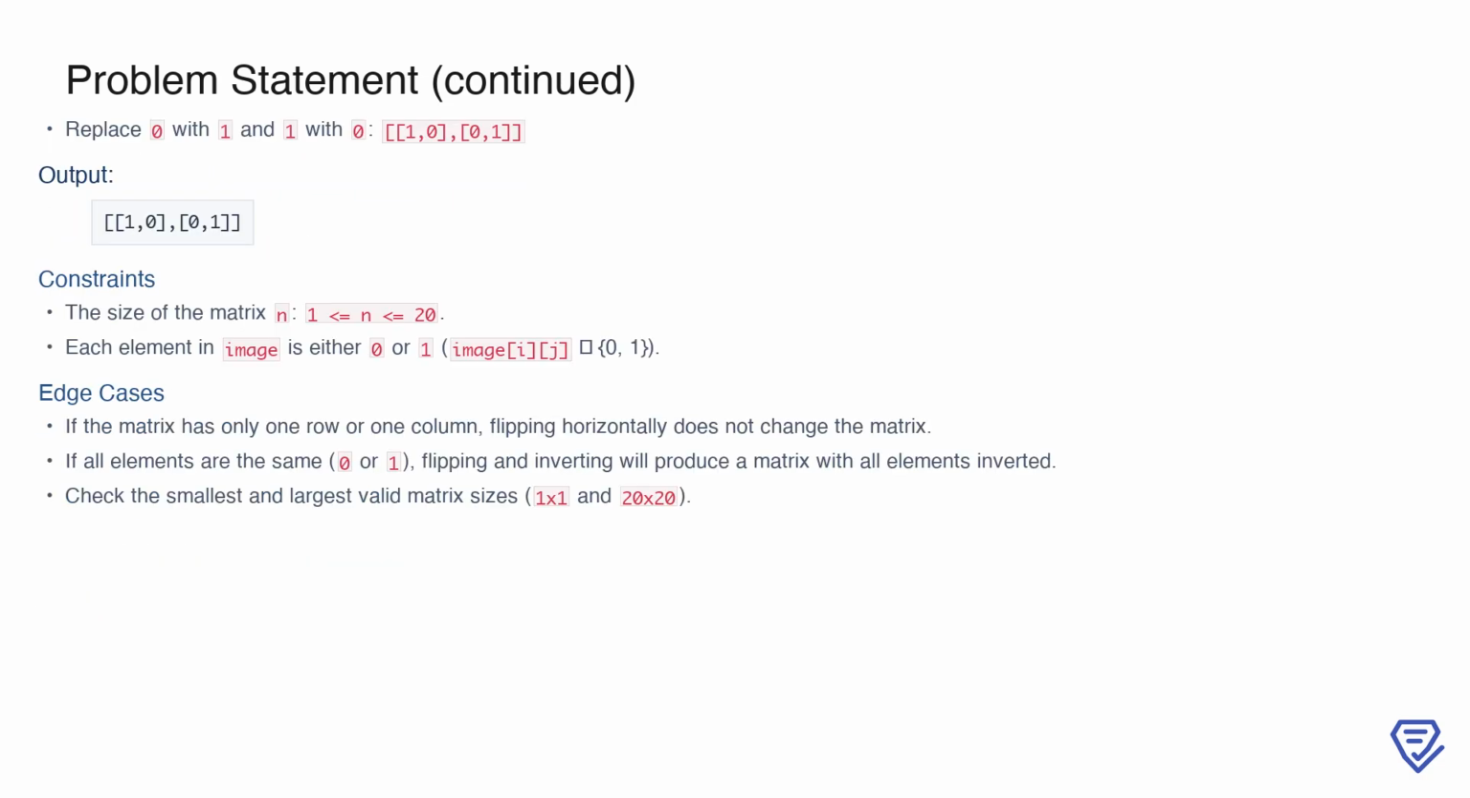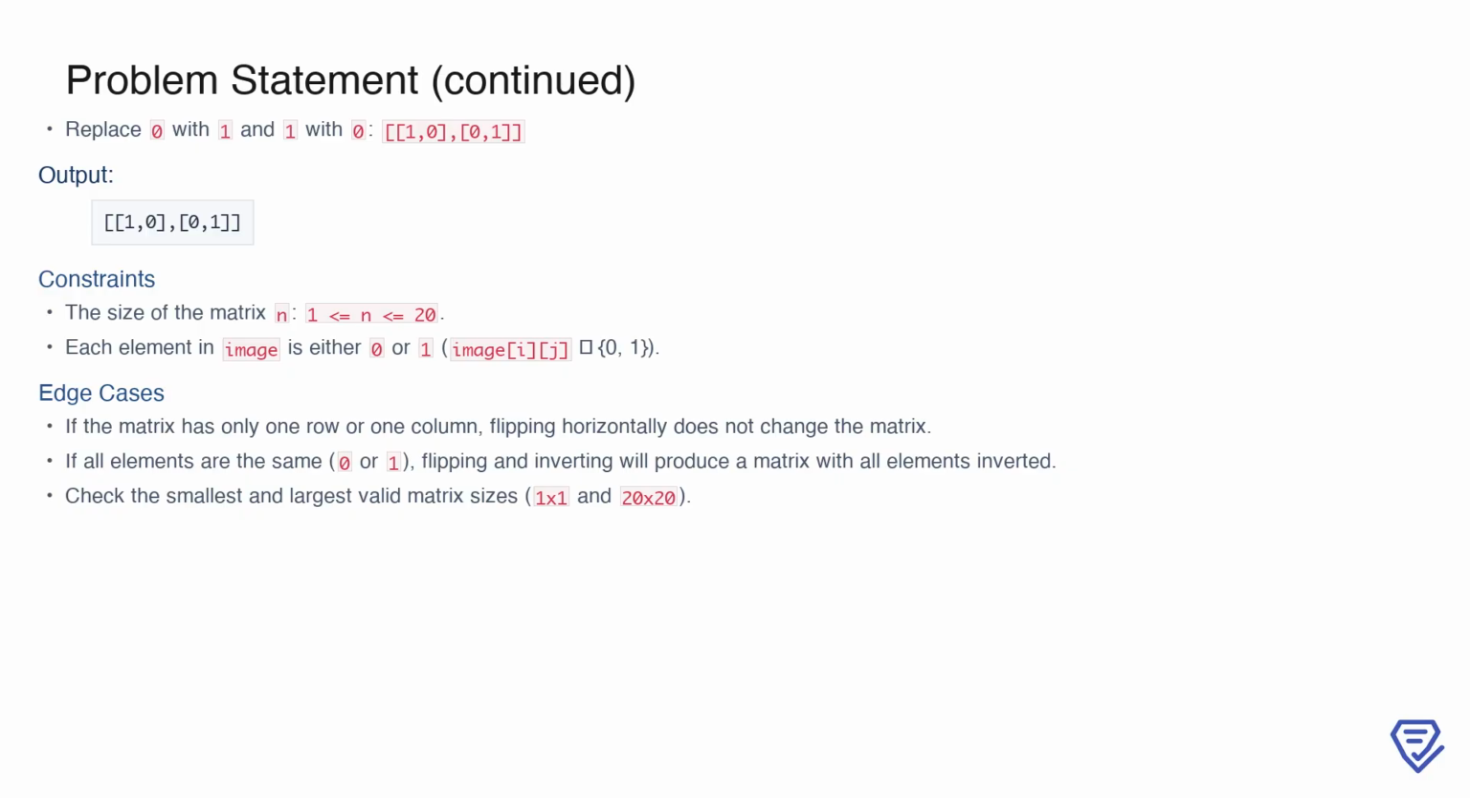Finally, let's examine a smaller matrix, 1 0, 0 1. Flipping horizontally means reversing the elements in each row, which transforms the matrix into 0 1, 1 0. Next, we invert the values, changing 0 to 1 and 1 to 0. The final output becomes 1 0, 0 1.